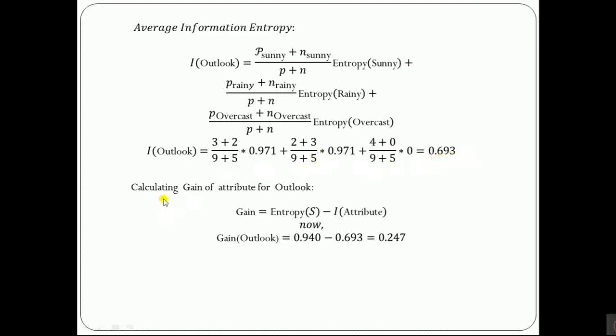Then the overall gain for the attribute outlook is entropy minus the attribute, right? Here the attribute means the average information entropy. So the gain for outlook is the entropy 0.940 minus this average information entropy 0.693, and I get 0.247.